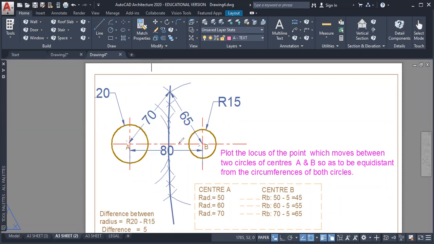So the only difference is the radius, all right? Say for example, we want to use a difference of 50. 50 plus 20 would give us 70. 15 plus 50 would give us 65, all right? So that's basically all there is to it.